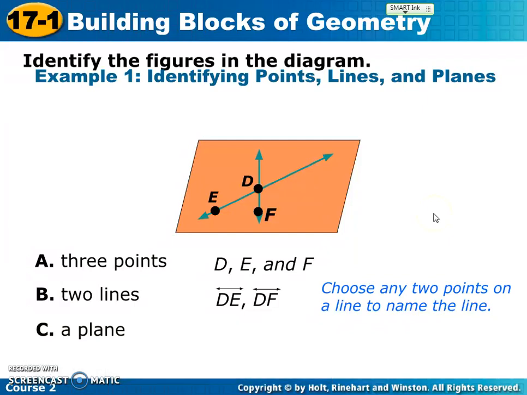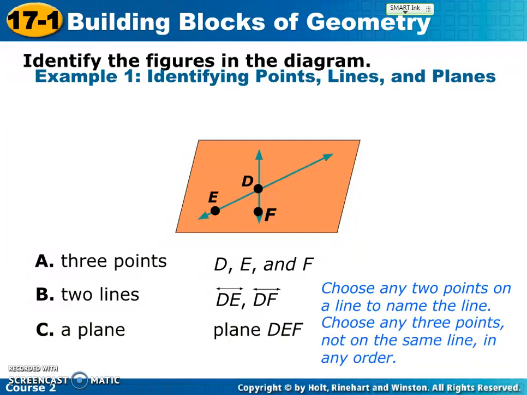Name a plane. When we name a plane, we use the word plane to start us off, and then you choose any 3 points not on the same line in any order. In this case, there are only 3 points, so D, E, F. So plane D, E, F, you can reverse it. Plane F, E, D, plane E, D, F, okay, in any order as long as you have 3 of them.